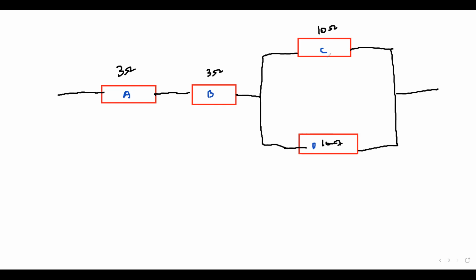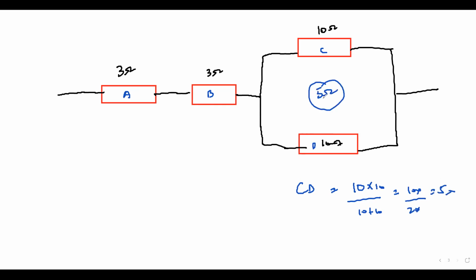As they're in parallel, what is the combined resistance of C and D? Product divided by sum. So 10 multiplied by 10 divided by 10 plus 10. So 100 divided by 20 equals 5. So the combined resistance is 5 ohm. And this 5 ohm is now in series with 3 and 3. So it will be 3 plus 3 plus 5. So 6 plus 5 equals 11 ohms.